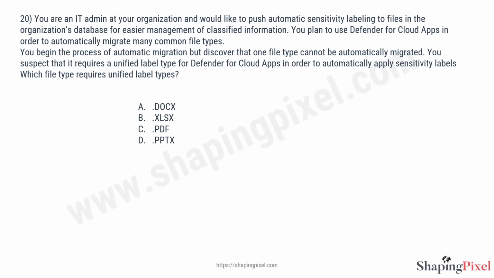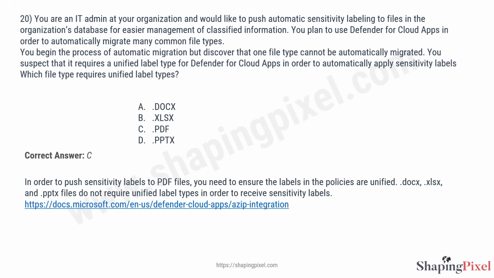And we have the following four options. So the right answer here is option C, .pdf. So in order to push sensitivity labels to PDF files, you need to ensure that label policies are unified. And .docx, .xlsx, and .pptx files do not require unified label types in order to receive sensitivity labels.